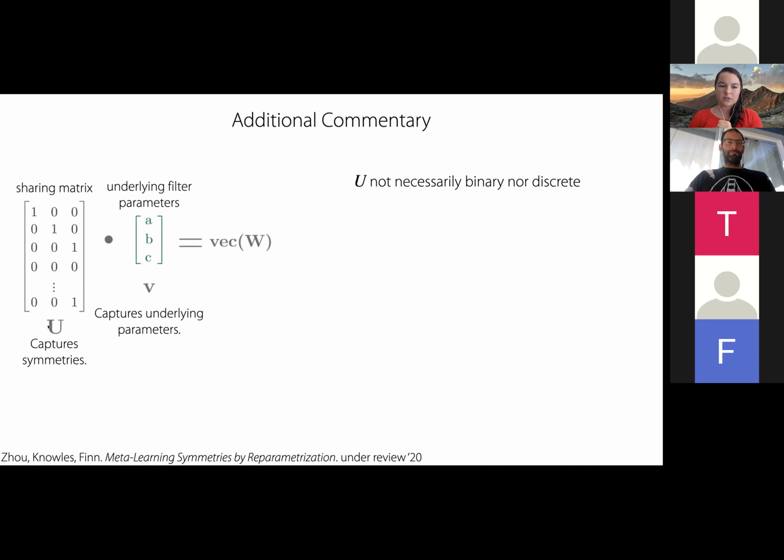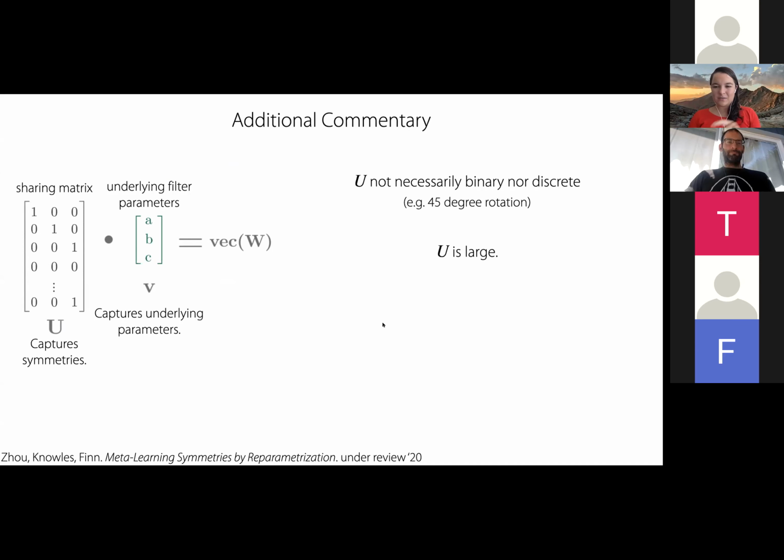First, the symmetry matrix U is not necessarily binary or discrete. In this example, it was a matrix of zeros and ones, but in other examples, in practice, we initialize this somewhat randomly, and it can learn continuous values inside this matrix. This is useful because there are examples such as 45-degree rotation where we may want non-discrete values inside this sharing matrix, with a bilinear interpolation sort of thing.